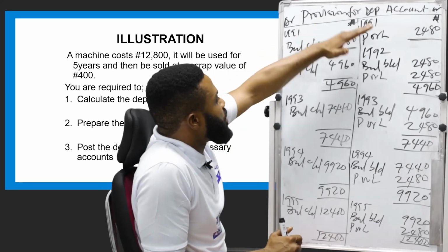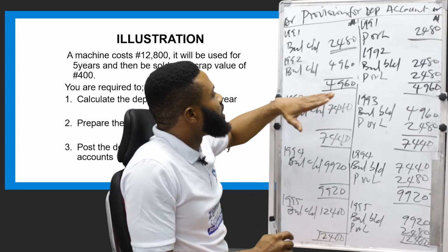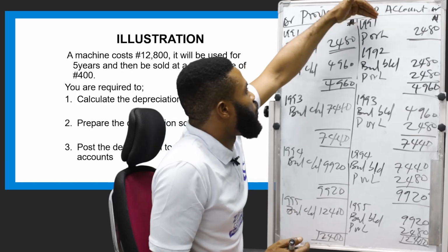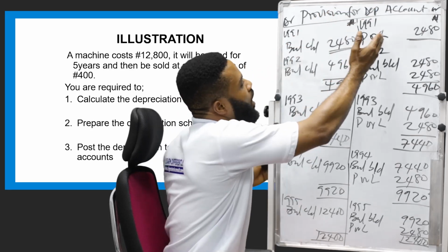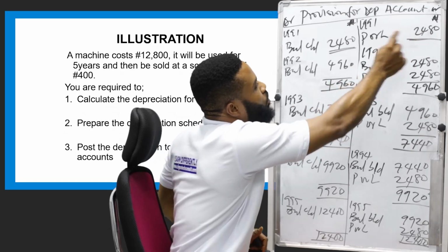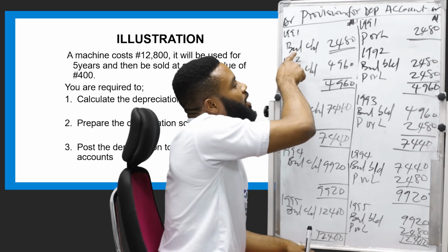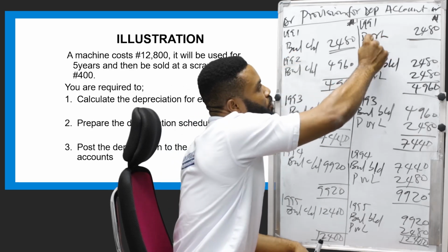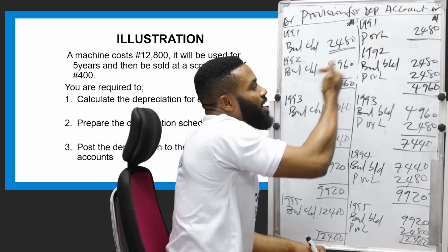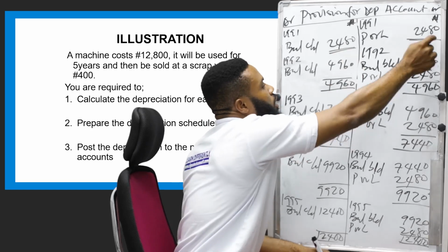You can see the way it's prepared. Please, students should take time to look at the way this account is prepared. First of all, you have the one for 1991. You have to bring down the depreciation for that year, which is 2480. And then the corresponding entry is there. Remember I said why we have P or L here is because the debit entry is in the profit or loss account. And then you close the account by these two lines.